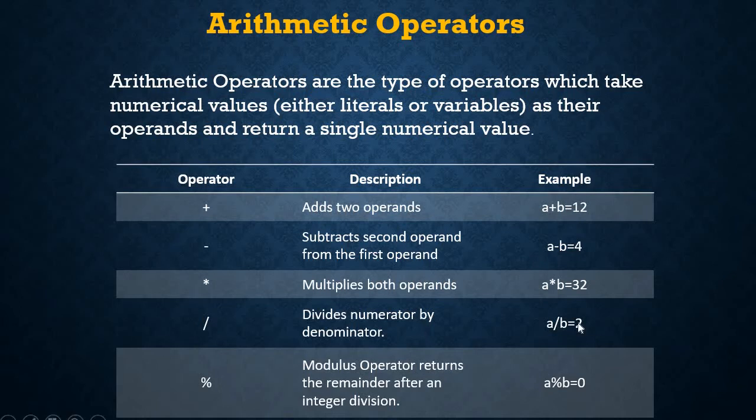Here you can see the examples for the arithmetic operations. A + B is equal to 12. Here A and B are operands, obviously plus is an operator. Again here minus is an operator, A and B are operands. So this minus operator does the operation of subtraction with the help of A and B and delivers the result 4. Similarly for the rest also.